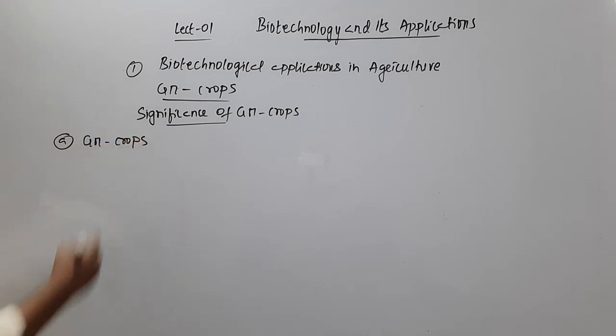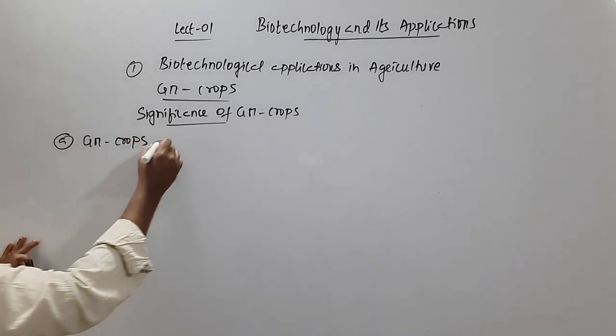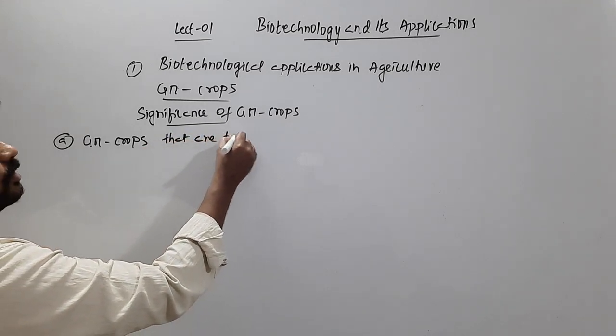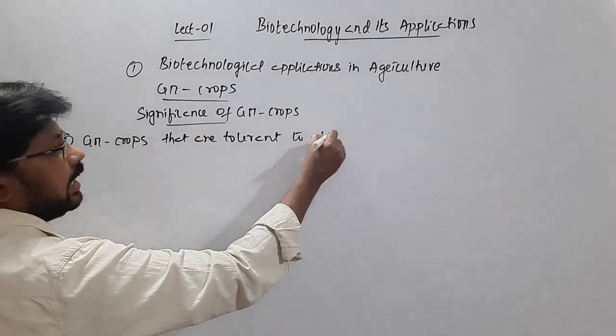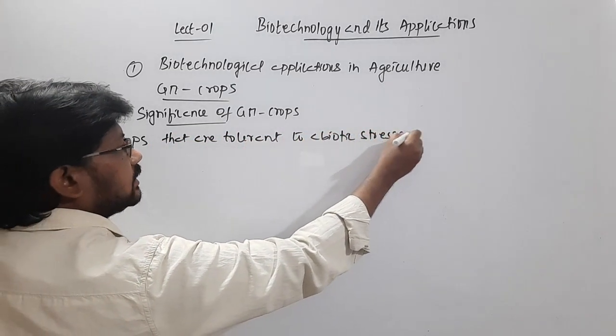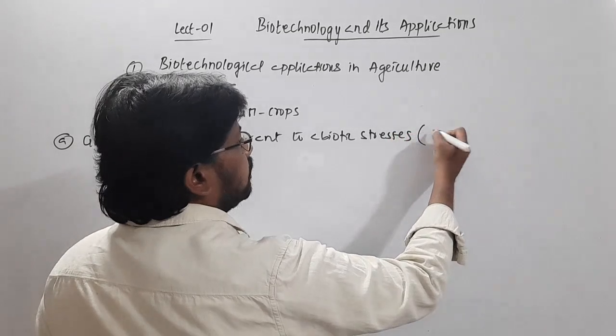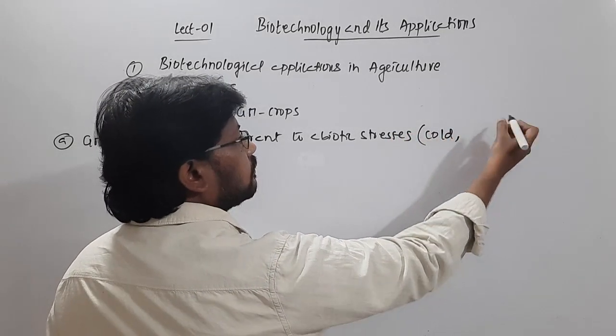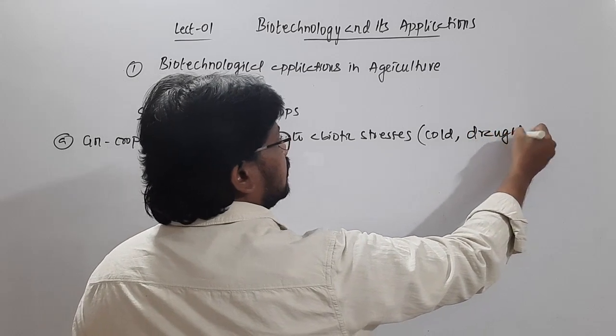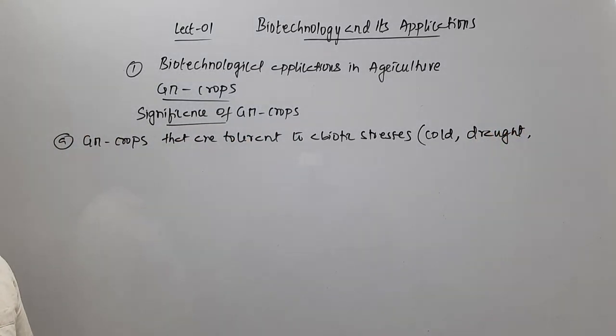So we can make GM crops that are tolerant to abiotic stresses. We can develop genetically modified crops that are tolerant to abiotic stresses, like cold, and drought conditions where the water availability will be very less, and in very cool temperatures also we can make certain kinds of crops grow, right?